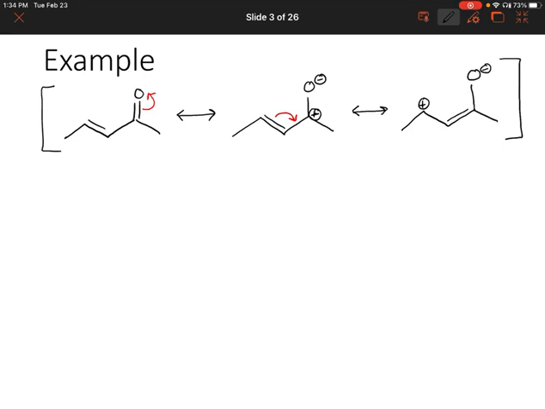And notice that the single bond in the first resonance structure became a double bond in the last resonance structure. So that bond is actually not as flexible as a single bond because it has partial pi bond characteristics. So let's just make a note of that.